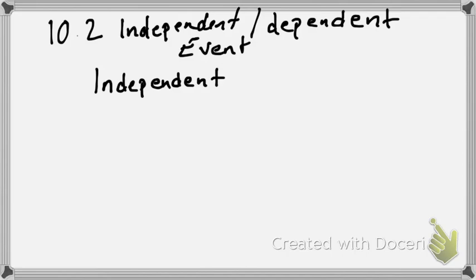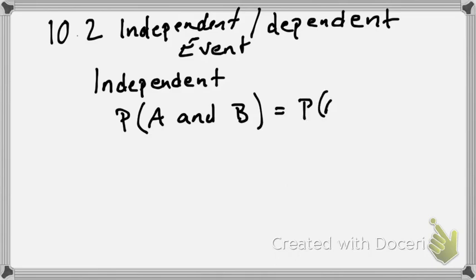So the way that you figure that out is, the way that this is written is probability of A and B. So like I flip a coin and I roll a die. Okay? They don't have any impact on each other. I flip a coin, I roll a die, good, whatever. So probability of A times the probability of B.